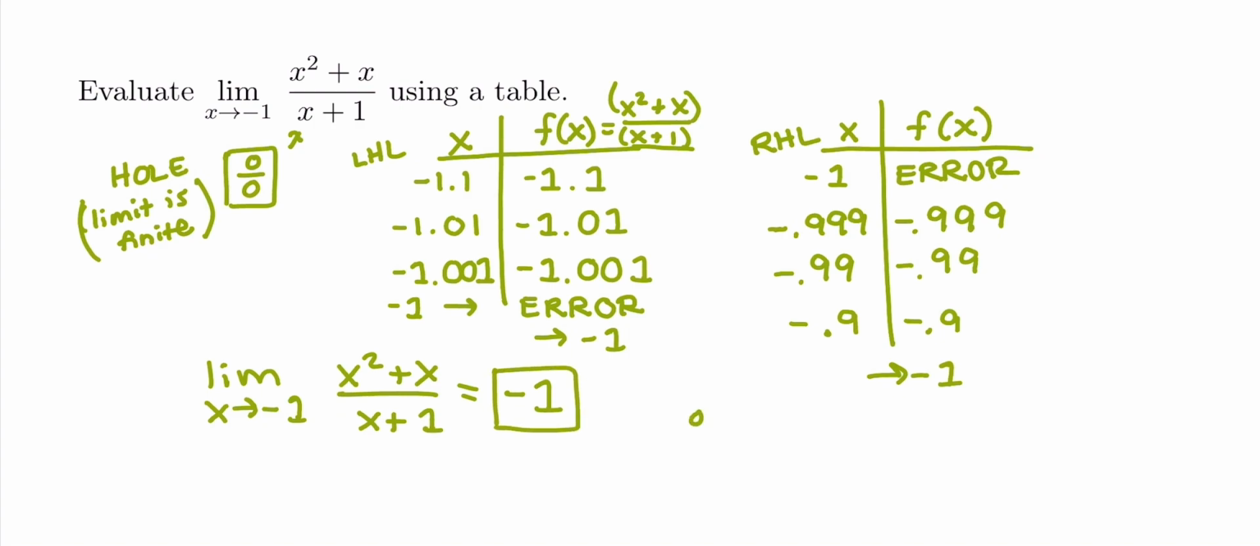So that means we just had a hole in the graph, and from each side, we would have met at the same point. Both sides would go to a -1 y value. So that's our final answer for the limit.